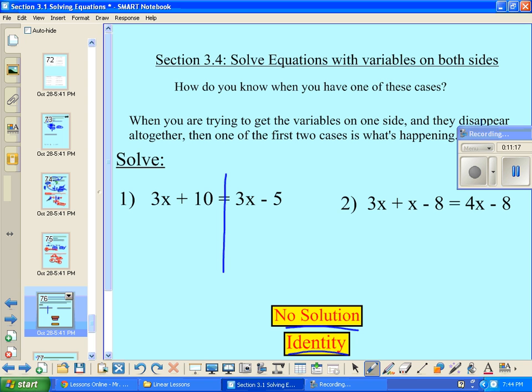Again, I would start solving this problem just like you would any other problem. What I'm telling you about these special cases is that you don't necessarily have to see them right away in the problem.